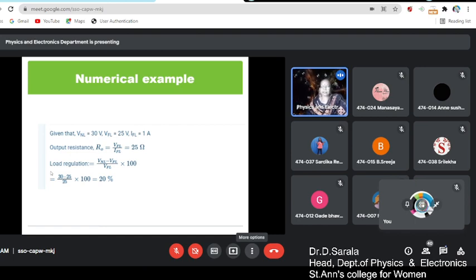And when you calculate the load regulation, it's given by the formula. Have you seen it in the lab also when you came? It is given by V at no load minus V at full load, divided by V at full load, into 100. So at no load the voltage was 30, this is maximum. At full load the voltage is 25, this is minimum. Divided by V at full load, that is 25. So 30 minus 25 by 25 into 100 is 20%.